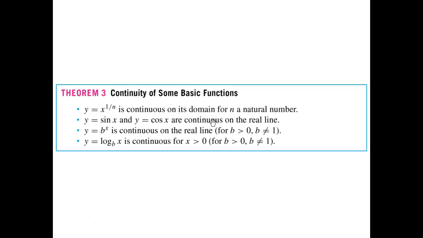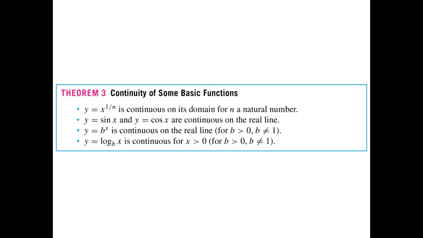Okay. First of these are your root functions. If this is a power function, those are all polynomials. X to the n, where n is any positive integer. Okay, positive integer. That would just be a polynomial function. But x to the 1 over n, that is a root function. It's continuous, again, on its domain. Okay? Boy, they sneak that in there, and that sort of limits you. For n, a natural number.